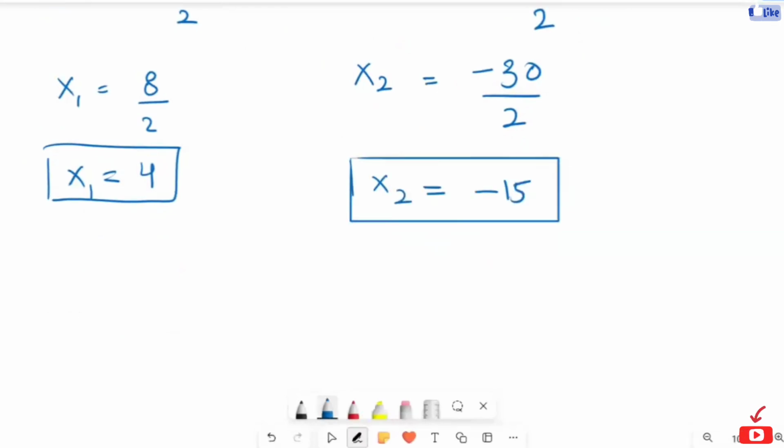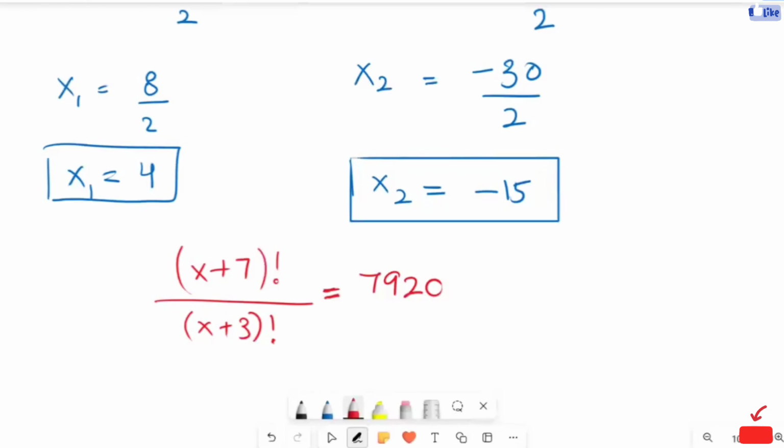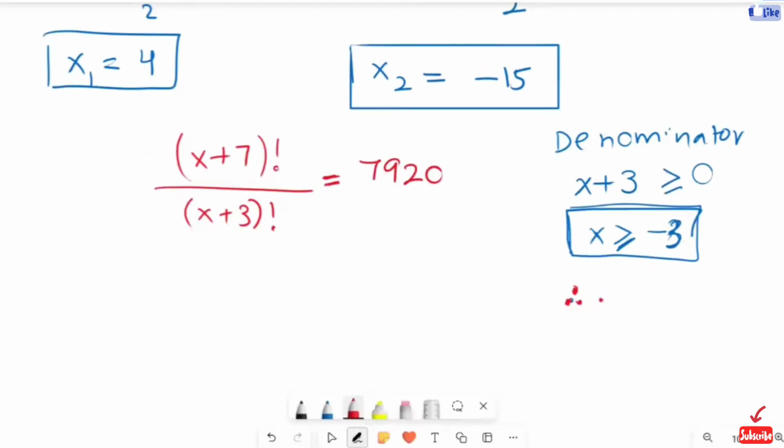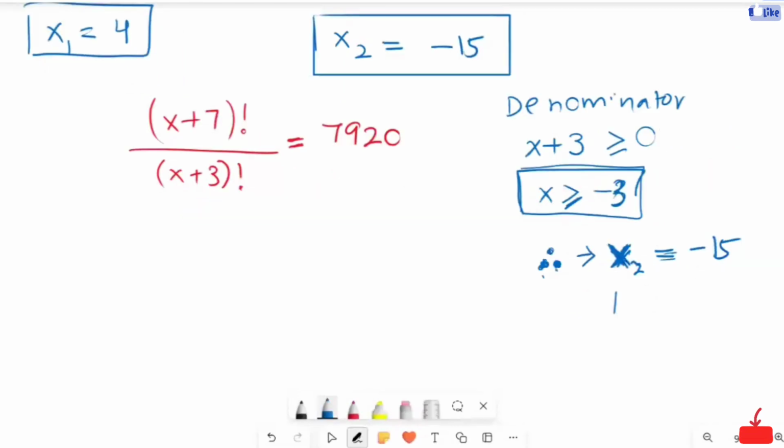Now here we get two x values. So here only one is correct. And how can we check? The denominator we have here, to check which x value is correct, I am going to take the denominator x plus 3, that should be greater than or equal to 0. So here the value of x should be greater than or equal to minus 3. Therefore the value of x2 can be rejected.